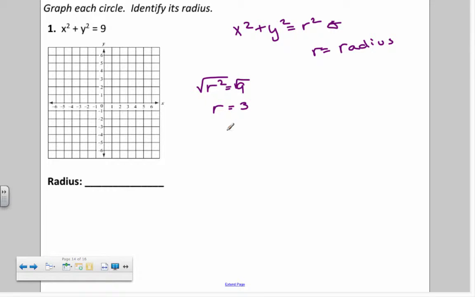Once I've identified my radius, then I can easily graph my circle. Because I know that it starts at the origin because there's nothing added or subtracted to the x squared or the y squared, my center point is 0, 0. Then I can go ahead and graph my radius. So the radius of a circle would mean that from all points it is the distance of that value. So if I go out 3 to the right, I would go 3 up, 3 to the left, and 3 down. Those are all going to be points on my circle. Then I can go ahead and connect the points with the circle.